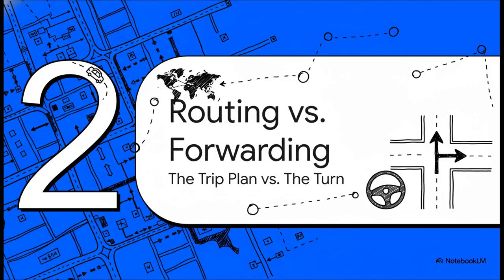Now, to make this whole delivery system work, the network layer has to do two really critical jobs: routing and forwarding. The best way to think about it is like planning a huge cross-country road trip versus just making a single turn at an intersection. One is the master plan, and the other is the immediate, on-the-spot action.